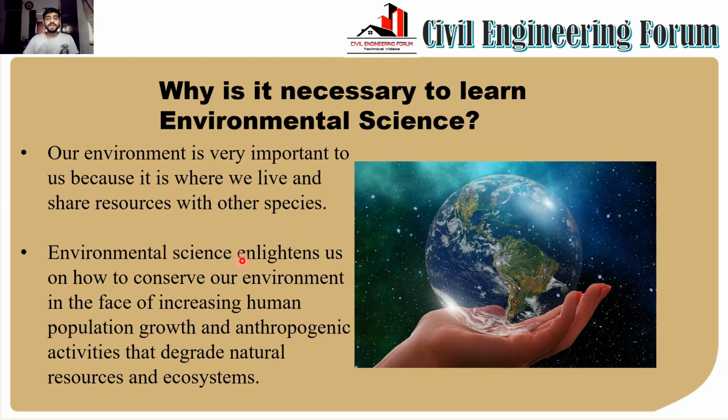Environmental science enlightens us on how to conserve our environment in the face of increasing human population growth and anthropogenic activities that degrade natural resources and ecosystems. So, as I explained, environmental science teaches us how to conserve the environment. Anthropogenic means the undesirable activities created by humans. All these activities may damage or degrade the natural resources and our ecosystem. Now, what is an ecosystem, we'll understand later on, but right now our overview is that we should conserve our environment, and that is what environmental science teaches us.